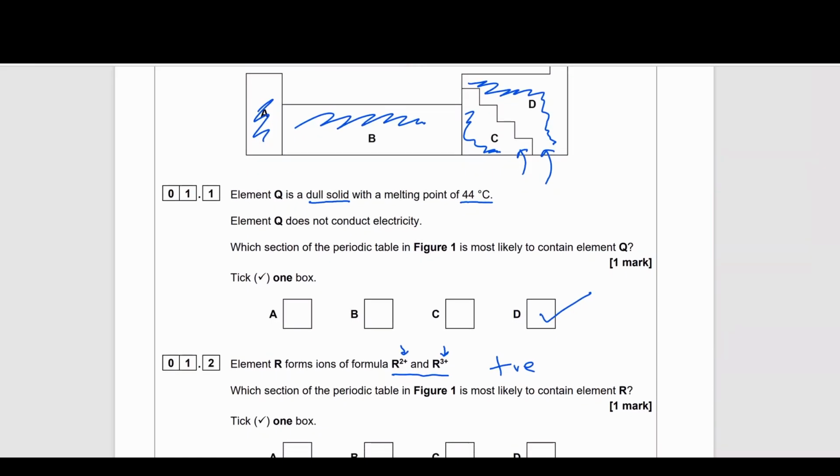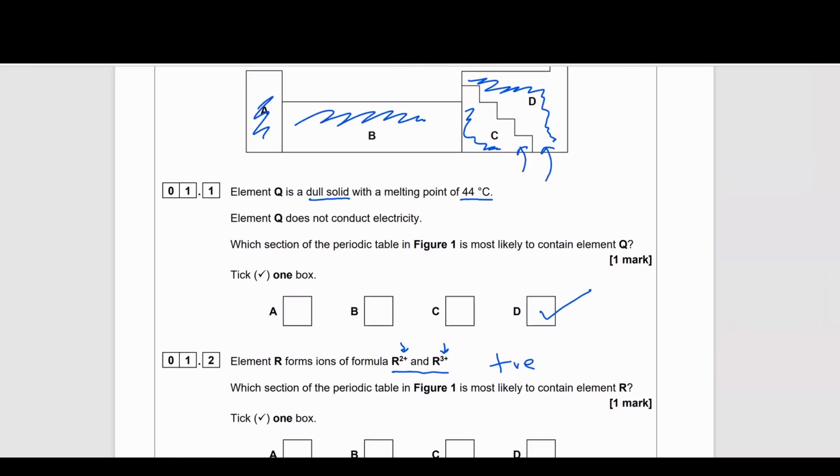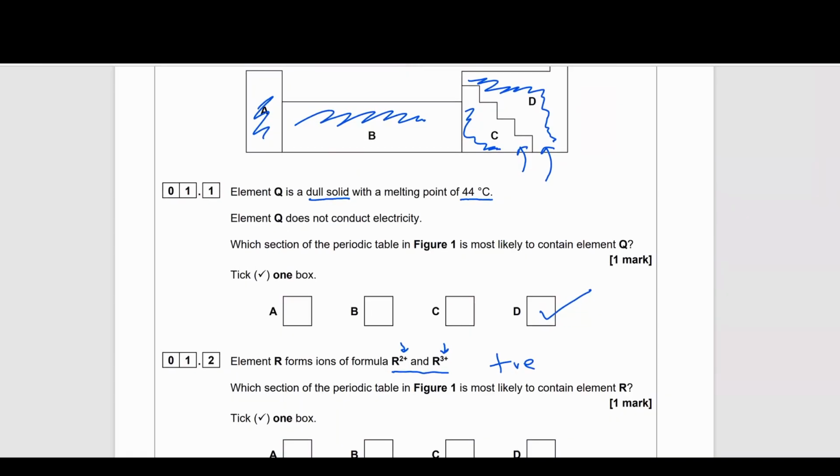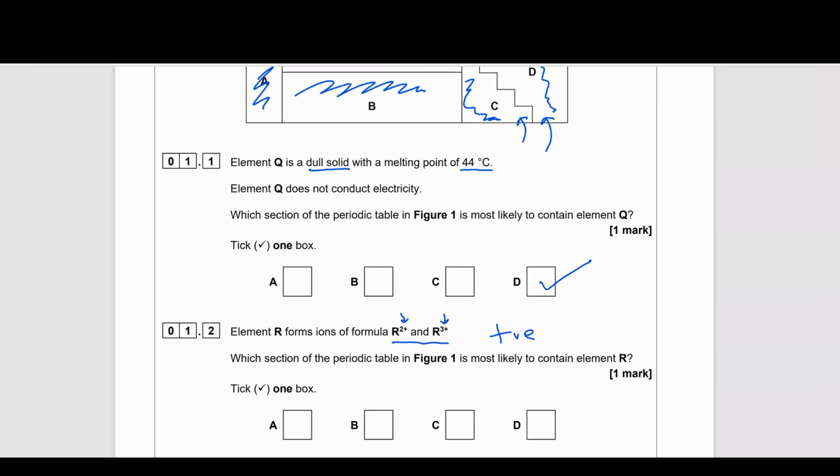But A is showing us really group 1 and 2. And we know that if elements are in group 1, they tend to lose one electron, so become a positive ion. But B are our transition metals, so that means that they can usually form multiple compounds with different charges. So our answer for 1.2 should be B.